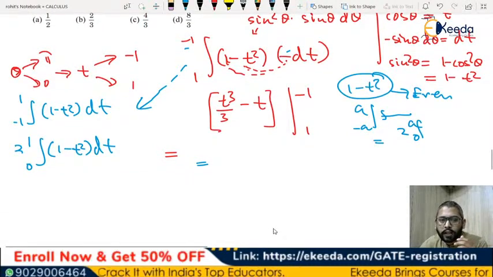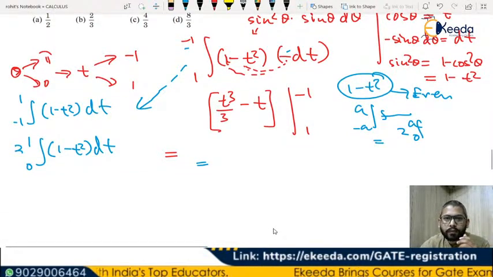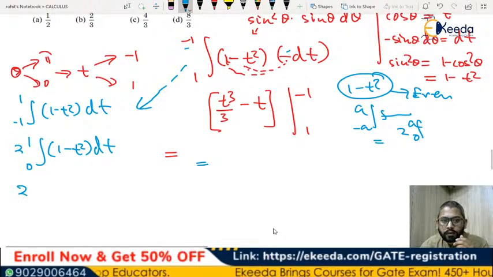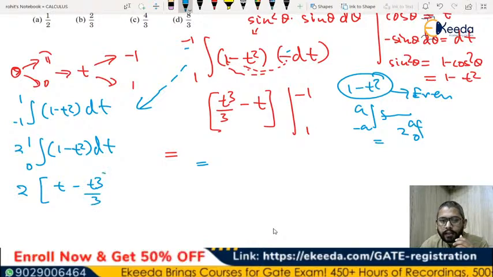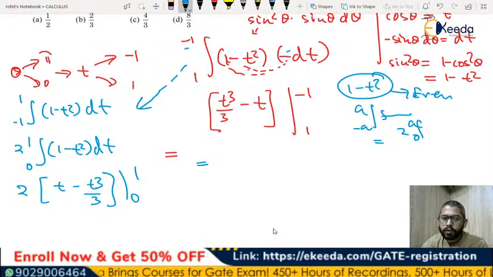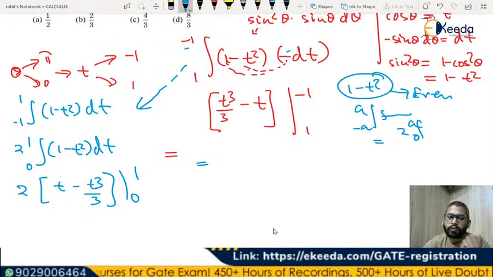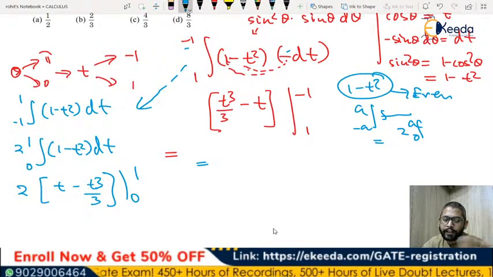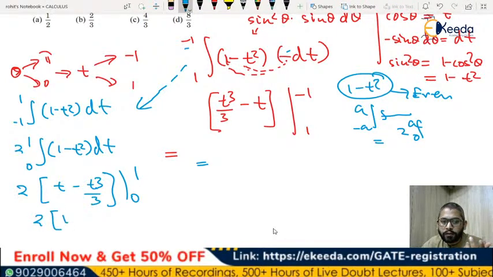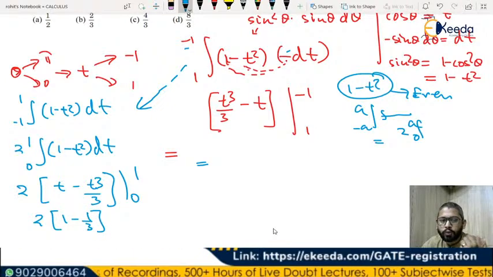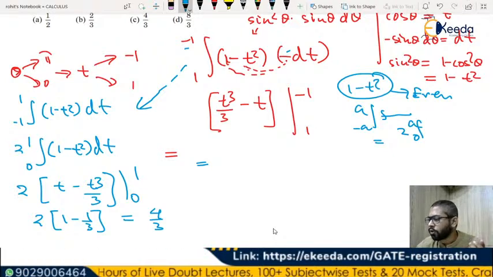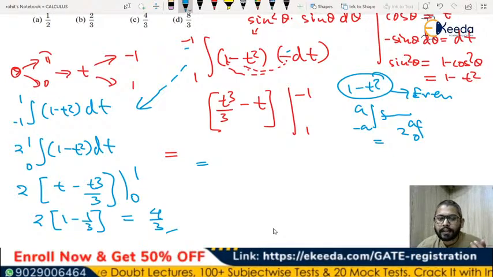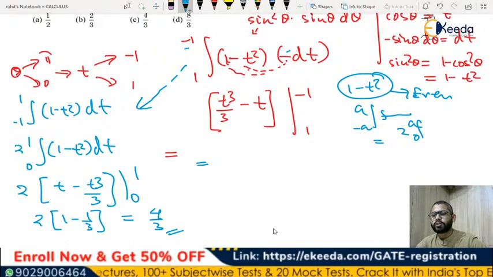So in this case, what you can do is 2 times t minus t cube by 3, and the limits are 0 to 1. For 0, both the terms will be 0, and for 1, both the terms will be 1, like t and t cube. So it is 2 times 1 minus 1 by 3. So 1 minus 1 by 3 is 2 by 3, into 2 is 4 by 3. So 4 by 3 is the answer, and you will get the same answer here also, 4 by 3.